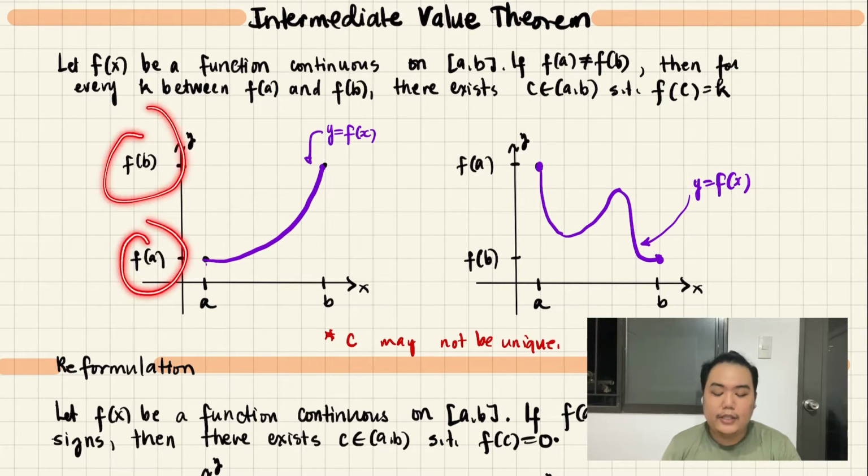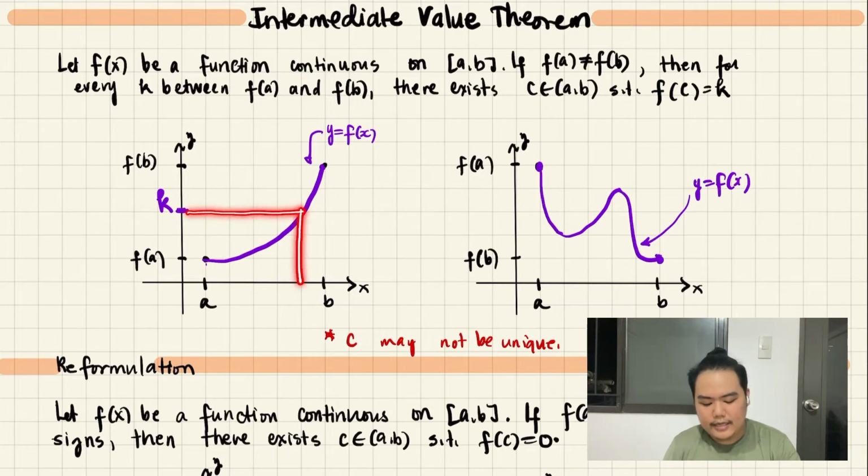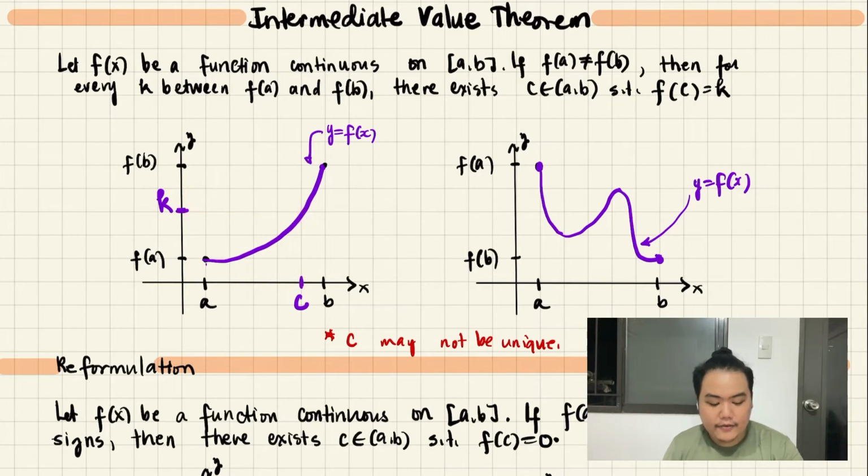F of A can be smaller than f of B. Nasa y yung mga f of A and f of B. Or pwedeng f of A is larger than f of B. So sinasabi niya, if you get a k between f of A and f of B, so nasa Y yon, you can get a C value doon sa interval na AB. So nasan si C in this case? Ayan si C. Such that pag pinasok mo si C doon sa function mo, you get K. So that K is f of C. So, f of c is equal to k.